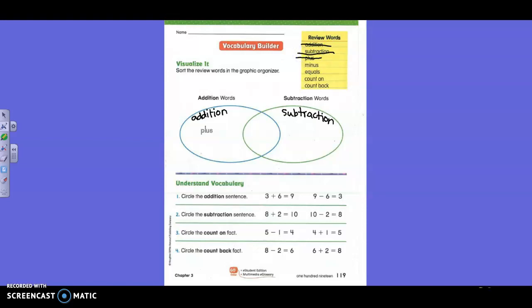Okay, what's this word? Minus. What is minus? Taking away. It's the sign for subtraction. Look up here. When you are subtracting, it's the minus sign. 3 minus 2 equals 1. Minus is subtraction.